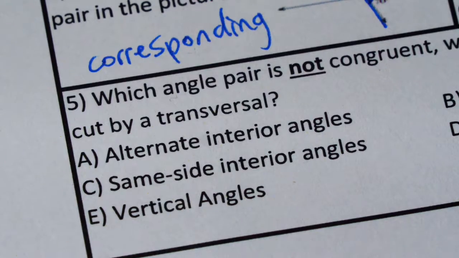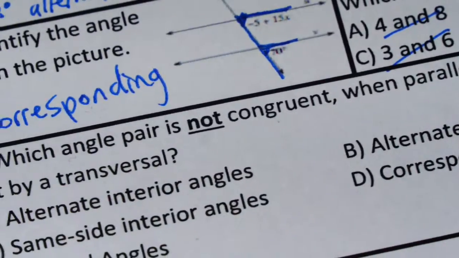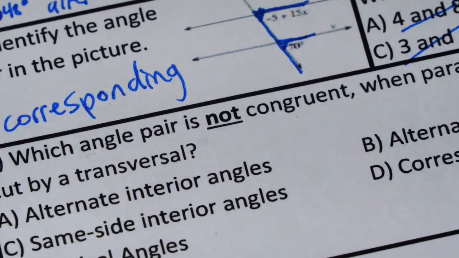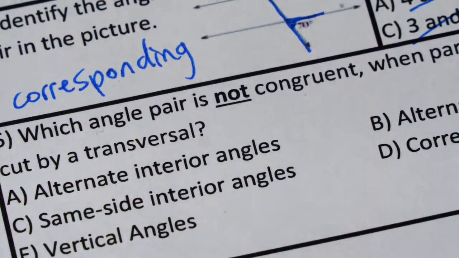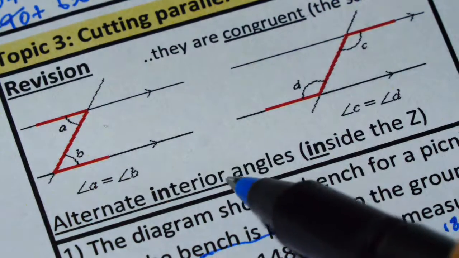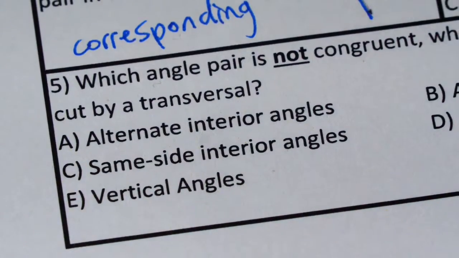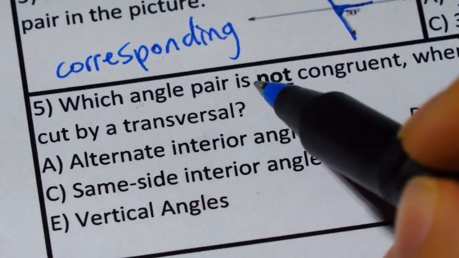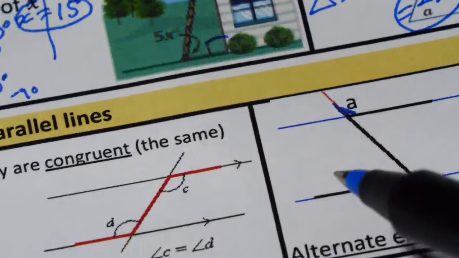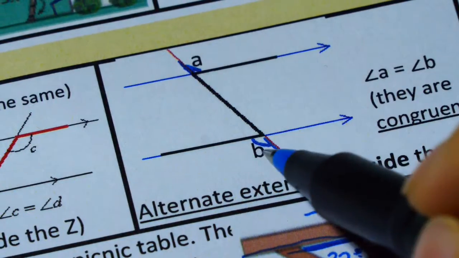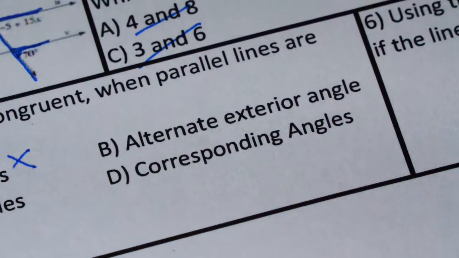Question number 5. Which pair is not congruent when parallel lines are cut by a transversal? Okay, so we have to look again which are not congruent. Alternate interior angles, we already said here, alternate interior angles are congruent. They are the same. So this is not correct, because it's asking which pair is not congruent. Alternate exterior angles, this is alternate exterior, they are also congruent.